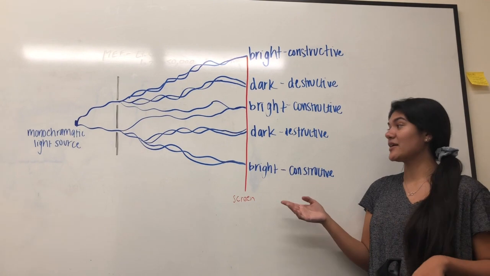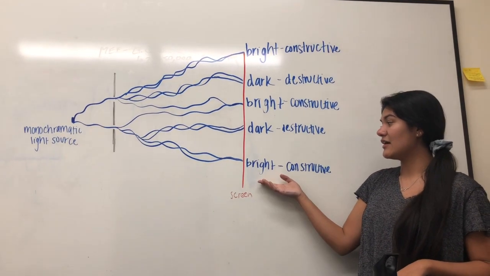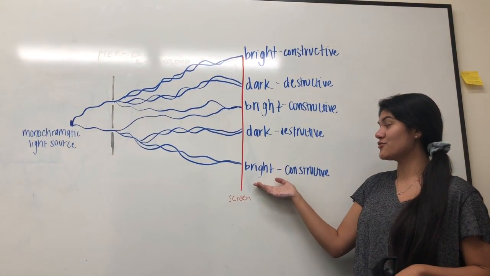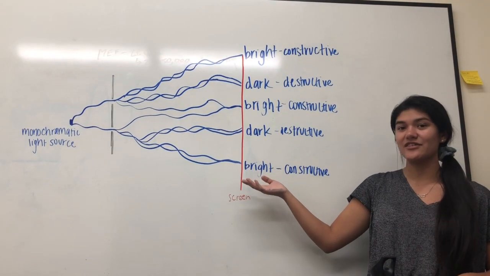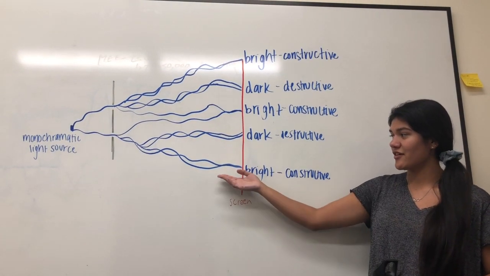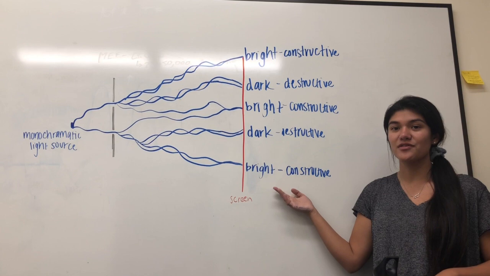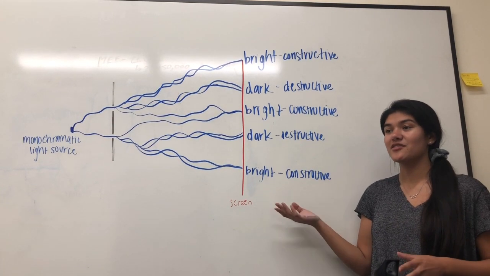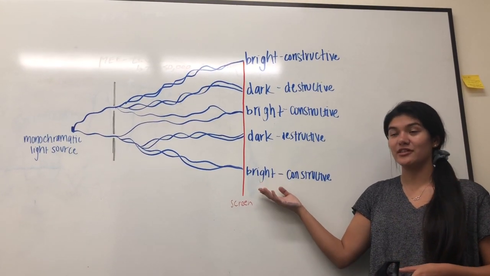And so when the waves arrive at the screen and they are experiencing constructive interference, they arrive perfectly in phase with one another. And that's what you can see in the drawing here by the waves being aligned. And this results in their lights showing it brighter because they're essentially being added together when they reach the screen.